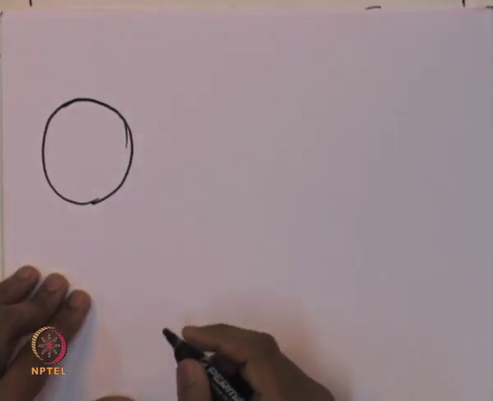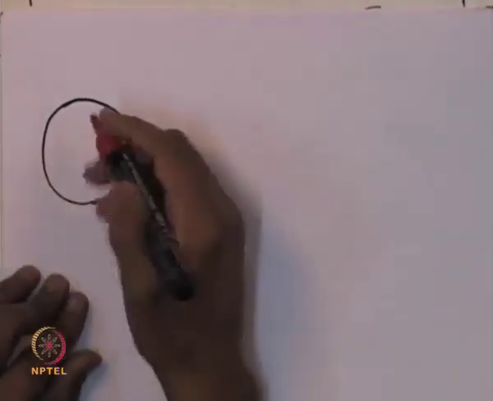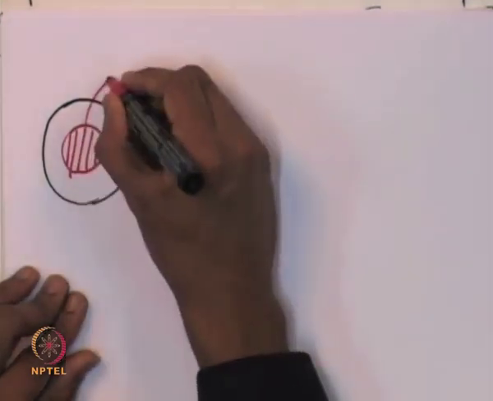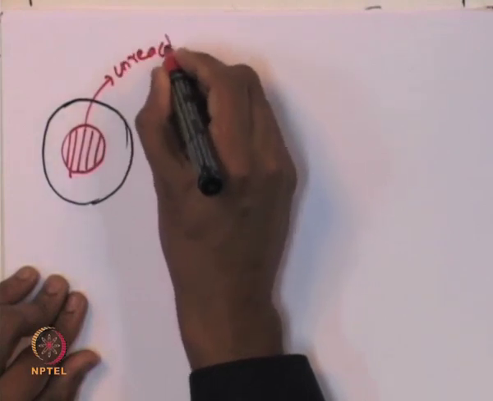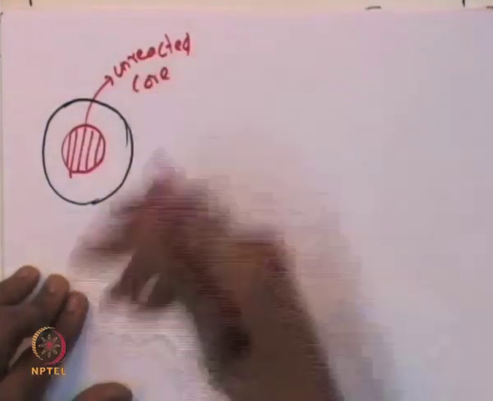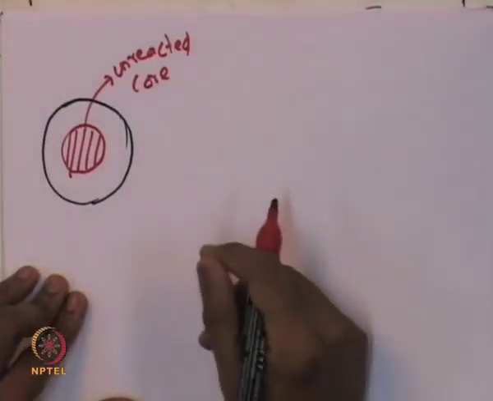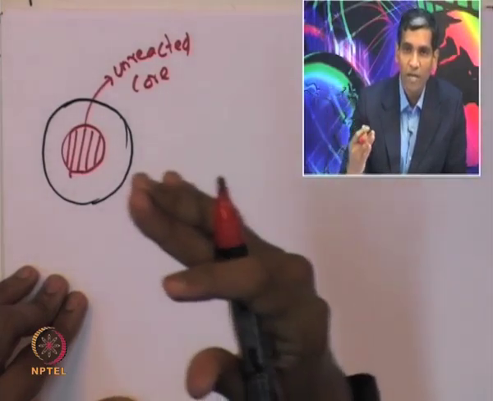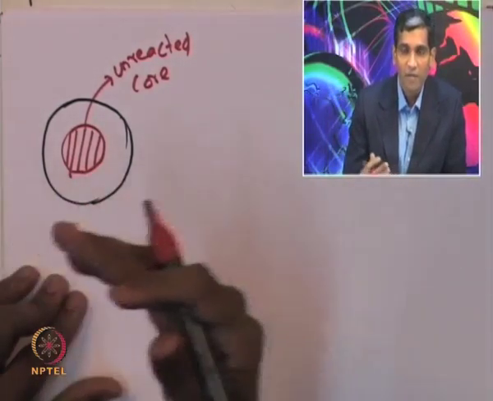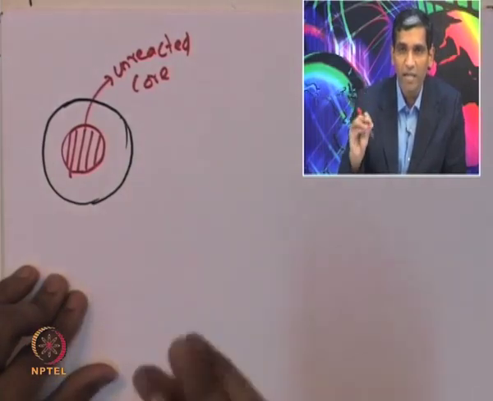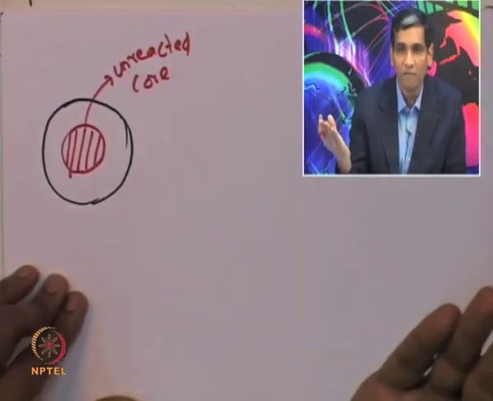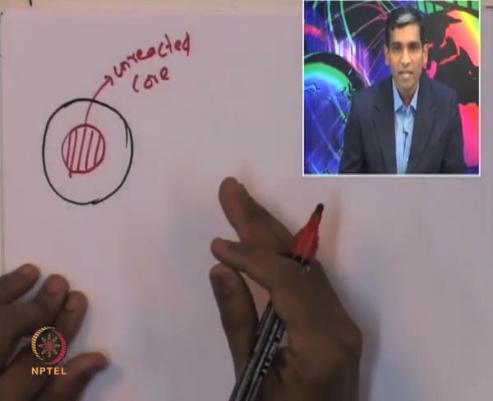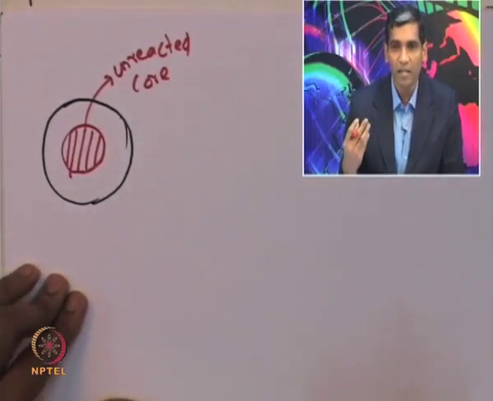Suppose this is the solid core, and let us say at some time, as the reaction has started, this is the unreacted core. Remember that the shrinking core model assumes that the reaction first occurs at the outer skin and then the reaction front starts moving towards the inwards of the solid core. So, at any time there will always be a small unreacted core until the conversion is complete, which means that all the solid has been consumed. So, till all the solids have been consumed, there will always be some location where the unreacted solids are present.